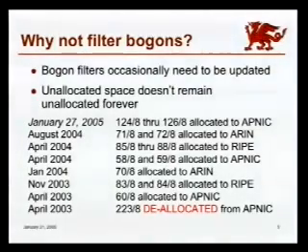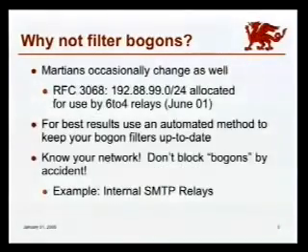And also note at the end, in April 2003, APNIC returned 223 to IANA. So the updates aren't always just removing things from your Bogon filters. Sometimes you have to put things back in. Martians don't change nearly as often, but they do occasionally change as well. One example being when 192.88.99 was assigned for use in 6to4 relays by RFC 3068. So you can't get away with just saying, I'm not going to filter unallocated space, I'll just filter Martians.